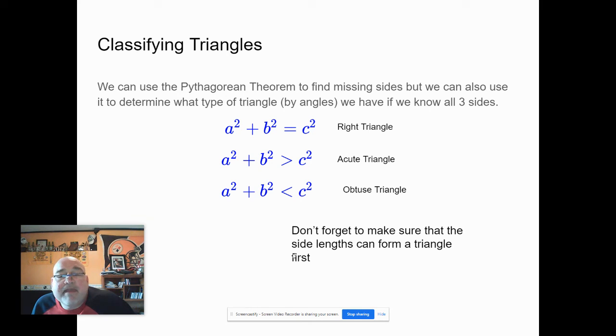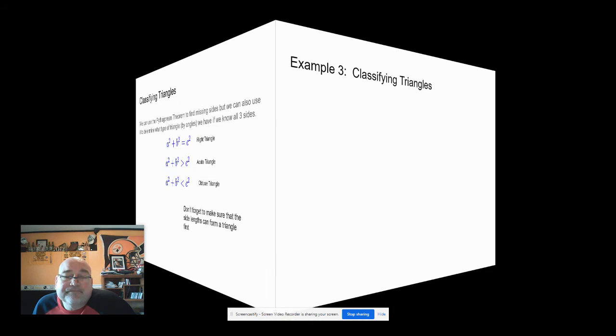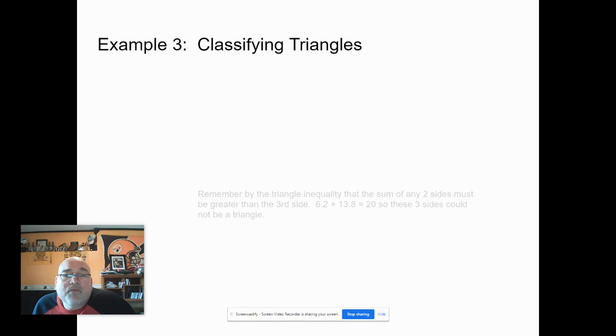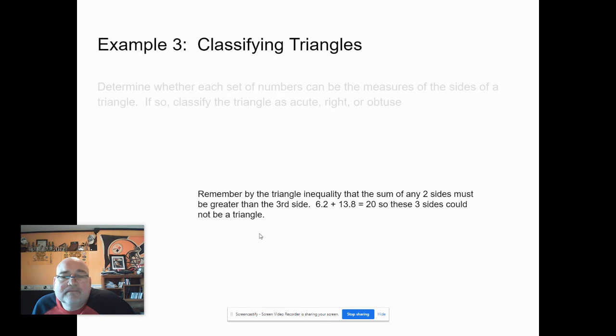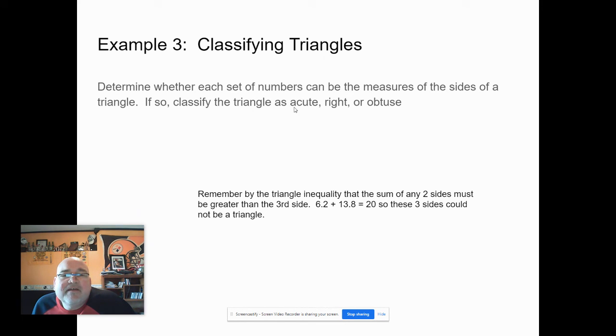Don't forget, make sure that the side lengths can form a triangle first. That means the sum of the two shortest sides must be greater than the third side. Take a look at example 3. Determine whether each set of numbers can be the measures of the sides of a triangle.